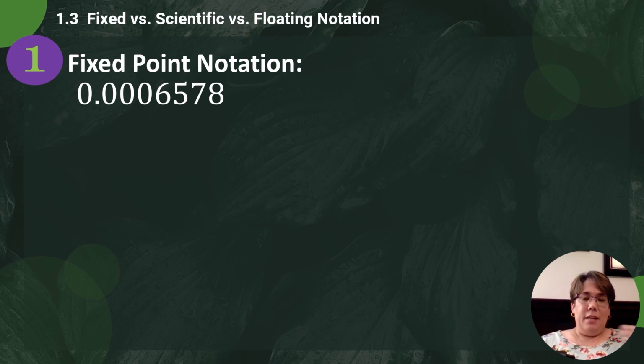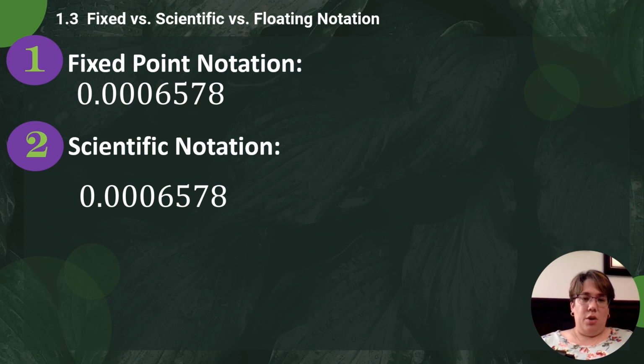Let's look at some examples of some problems that you'll deal with these different types of notations. So this first example is putting this particular problem into the different types of notation. So in fixed point notation, you have 0.0006578. And so we want to put this into scientific notation.